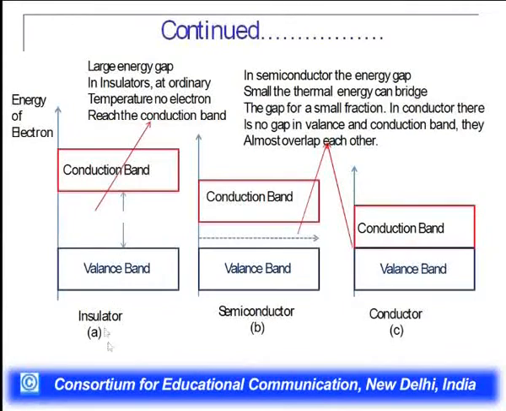Now here we see the difference between the insulator, semiconductor and conductor by using the diagram. This axis defines the energy of the electron, and here we have the valence band and the conduction band. As we are seeing here, there is a large energy gap in the insulator, so at ordinary temperature, no electron reaches the conduction band. But in the semiconductor, the energy band gap is small. The thermal energy can bridge the gap for a small fraction, but in the conductor there is no gap between the valence and the conduction band, and they almost overlap each other.